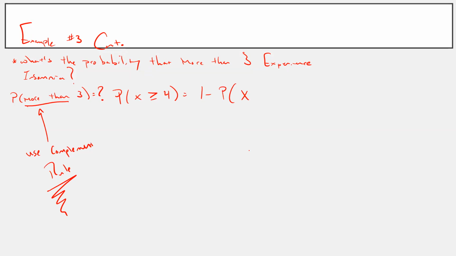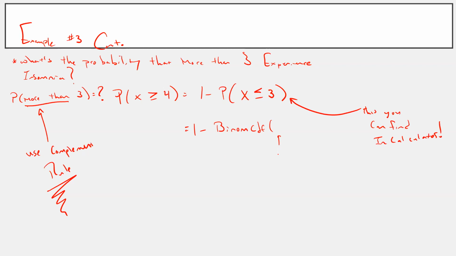This is the hard part here. What's the complement of X is greater than or equal to four? Yep, that's it right there. So it's X is less than or equal to three. So now this you can find in your calculator. Which is great. So how will I find X is less than or equal to three? What will I use in my calculator? A less than or equal to would be the binom CDF. Yep. Thanks, Melissa.